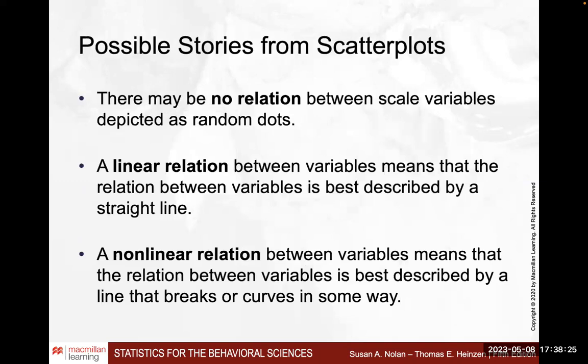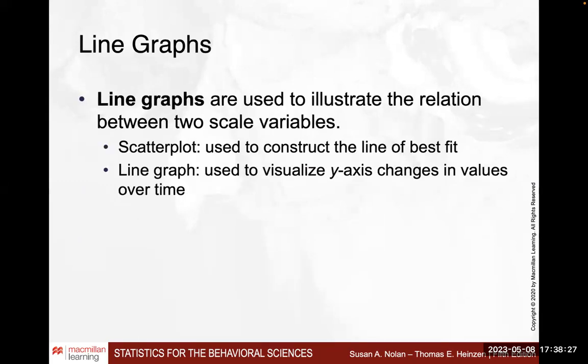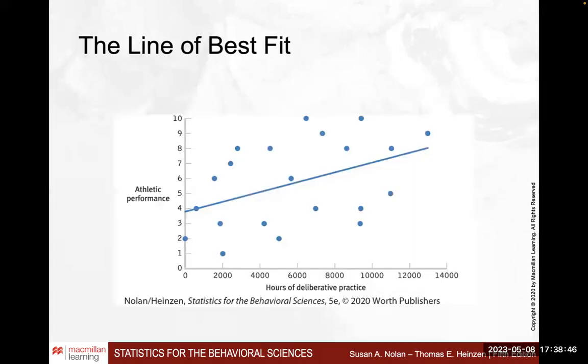Okay, linear relation, nonlinear relation, line graphs. Only use line graphs when you have a chronological dependence. So when you have time depicted on the x-axis, then you do line graphs. If you have a scatter plot, never connect the dots. Just don't do it. Only if there's an additional dimension of time involved.